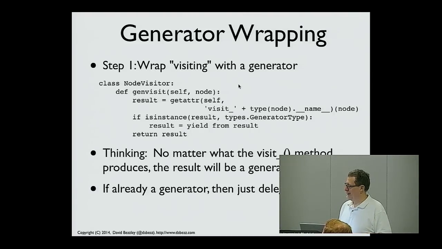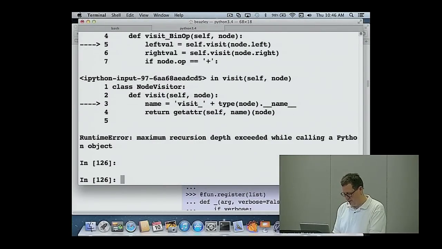The way that this is going to work is I'm going to write a slight variation of that visit method that does kind of the same trick, but it's going to have this magic use of the yield from. So here's the idea. It's going to essentially trigger the visit method, and then look at the result and wrap it with a generator of some kind. Let me type this up, because this is utterly mind-boggling the way that this is going to work.